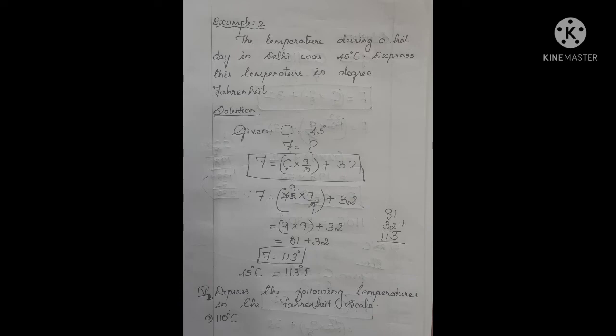Example 2. The temperature during a hot day in Delhi was 45 degrees Celsius. Express this temperature in degree Fahrenheit. Fahrenheit they asked. So C is equal to 45 degree, and we want to find F. What's the formula? F is equal to C into 9 by 5 plus 32. We want to substitute the value of C there and simplify it. We will get F is equal to 113 degree.